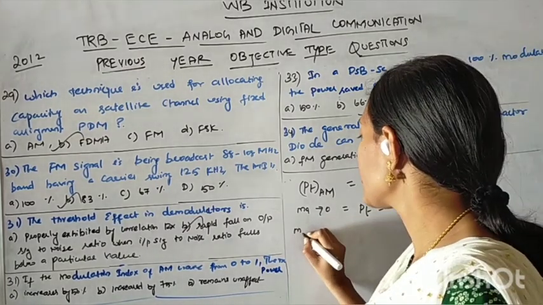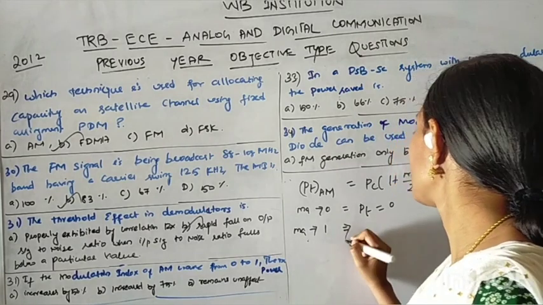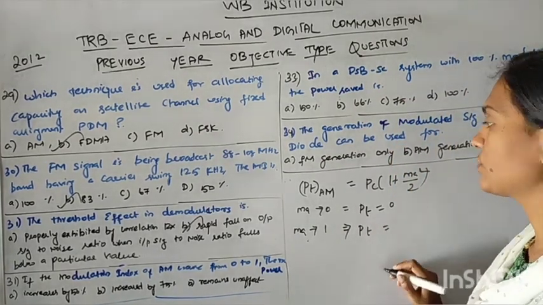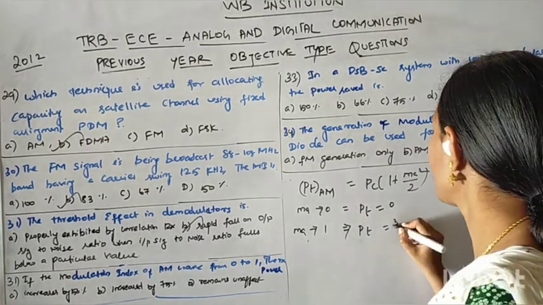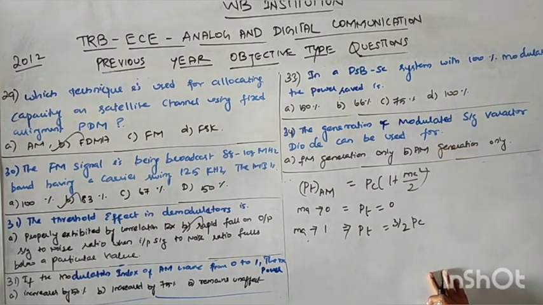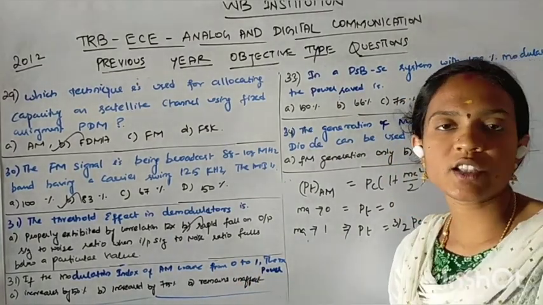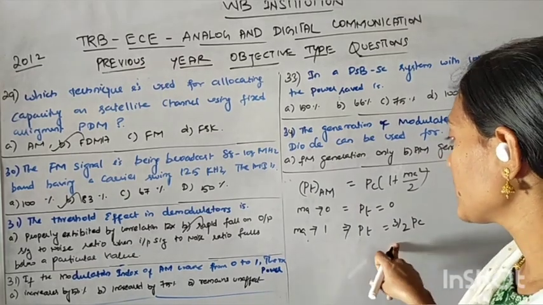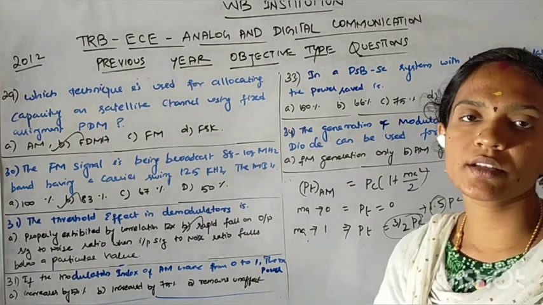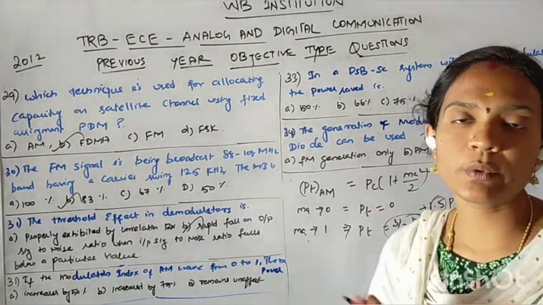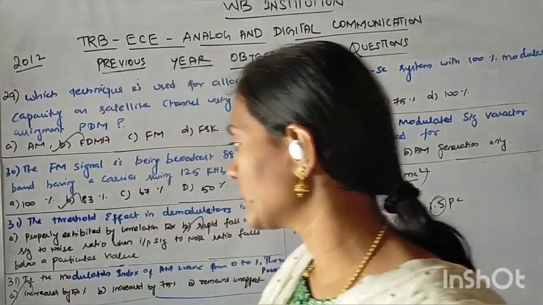Okay, so otherwise MA, if MA is 1, then the transmitted power of the AM signal, when we substitute, we get 3/2 PC. Okay, so 3/2 PC. So the transmitted power of an AM signal, as it varies from 0 to 1, increases. So 1.5 PC, so 0.5 is the increase, that means 50%. So option A is the correct answer, it increases by 50%.